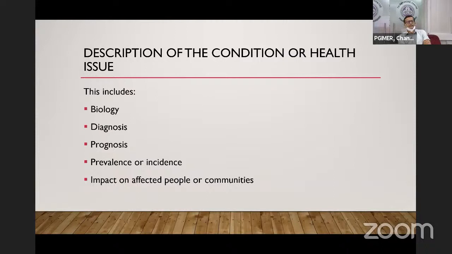Then is the diagnosis, which criteria are being used for diagnosing that condition, such as the GINA guidelines used for the diagnosis of asthma. It could be any national or international guidelines. You have to quote them in your review with specific references. Third is the prognosis, how this disease condition progresses with different staging.